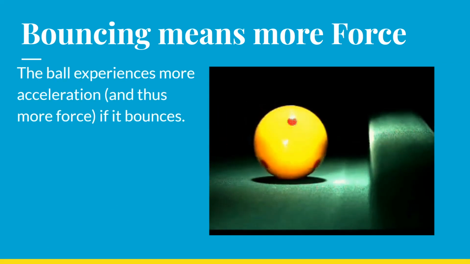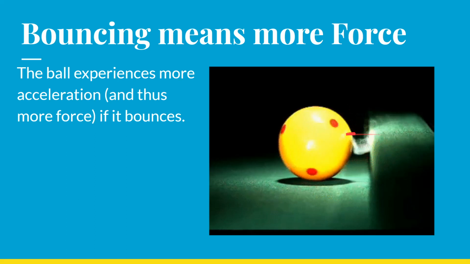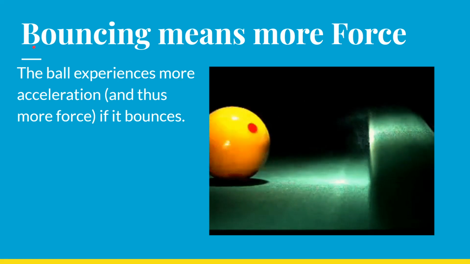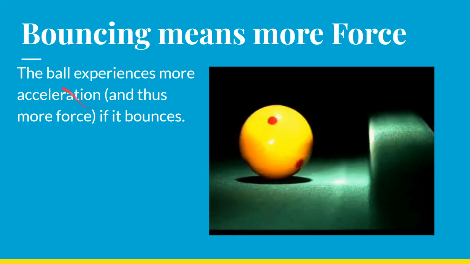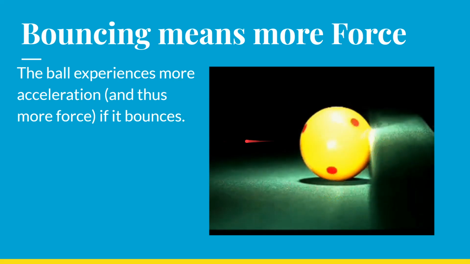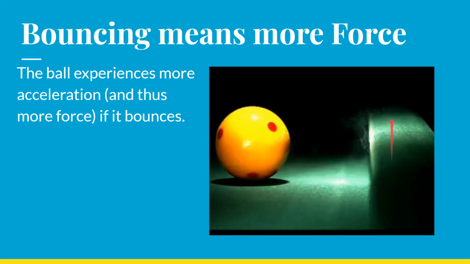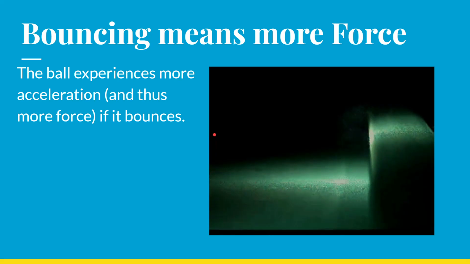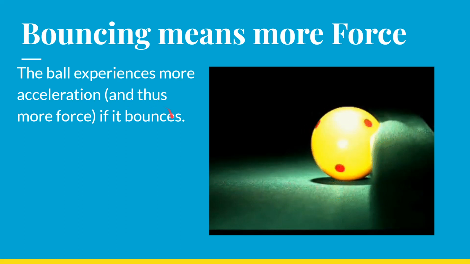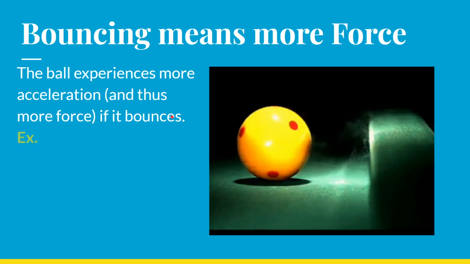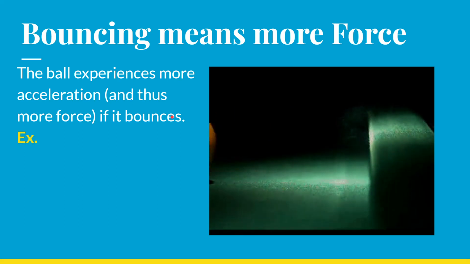Okay, here's a different scenario with something that bounces, but I have it up here at the top. Bouncing means more force. Okay, let's look at why that is. This is showing a billiard ball that hits the rail on a pool table and then bounces back. It says the ball experiences more acceleration and thus more force if it bounces. And this is easier to see with numbers. So let's look at some numbers.